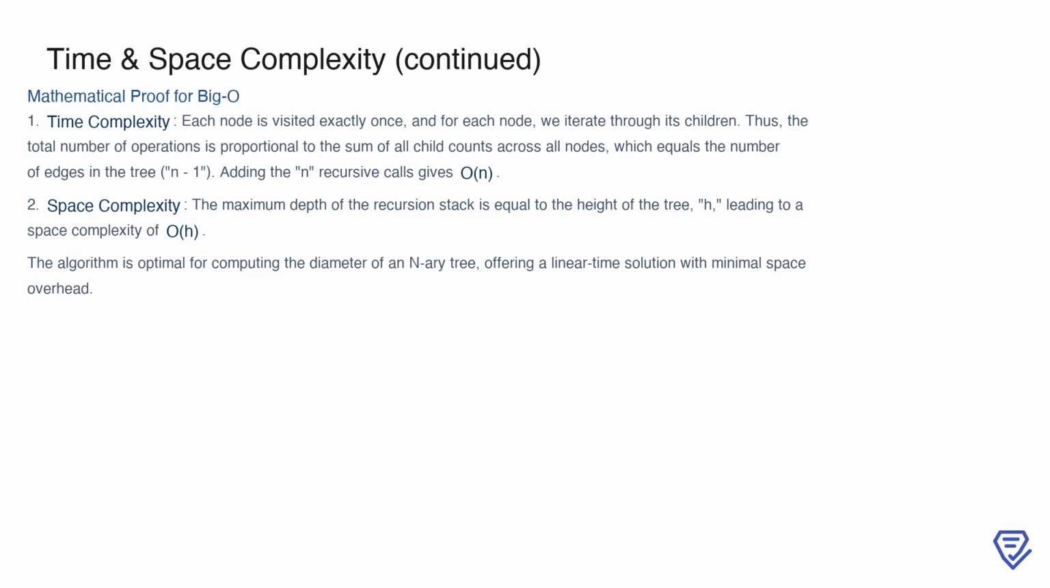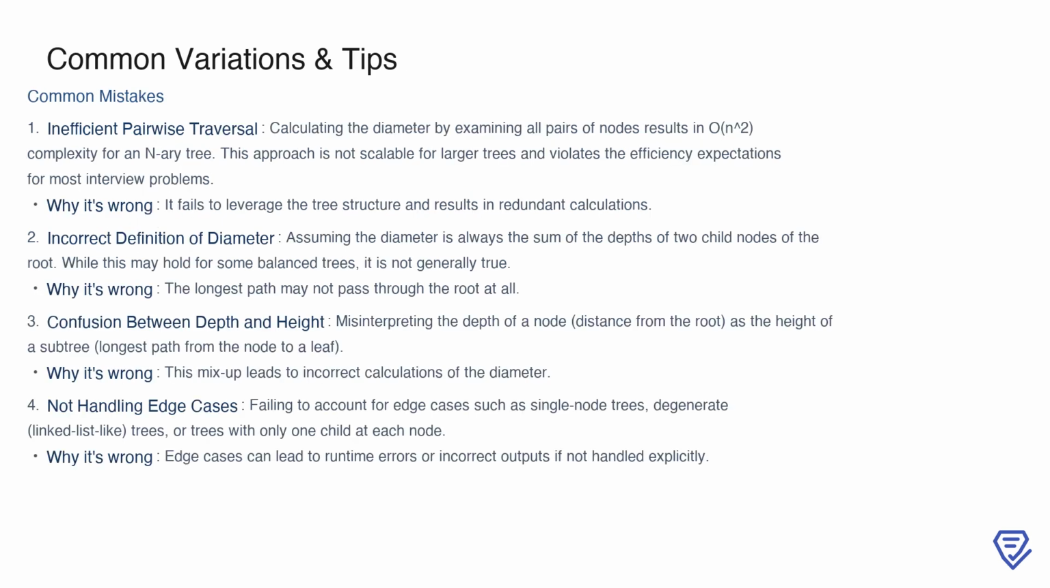For the space complexity, the depth of the recursion stack reaches up to the height of the tree, h, in the worst case. This makes the space complexity O(h). Therefore, the algorithm is optimal for computing the diameter of an N-Ary tree, achieving a linear time solution with minimal space overhead. When solving the diameter of an N-Ary tree, there are several common mistakes to watch out for.